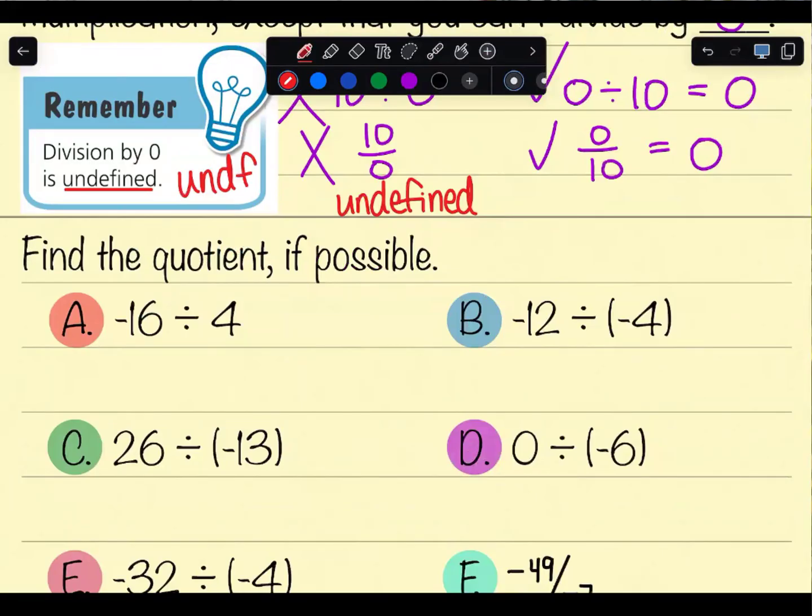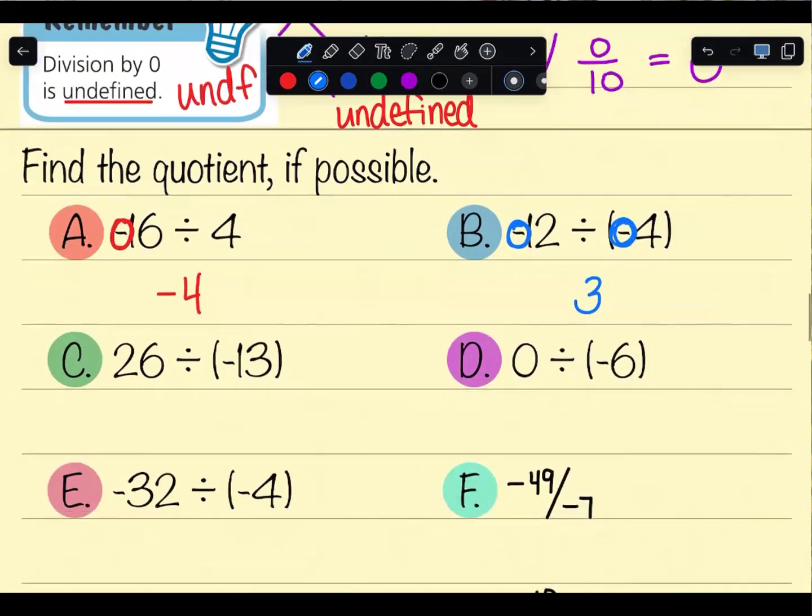Example A, 16 divided by 4 is 4, but there's 1 negative. So since 1 is odd, my answer would be negative 4. 12 divided by 4 is 3, and there are 2 negatives. Those 2 negatives are going to partner up and make a positive, so positive 3. 26 divided by 13 is 2, and there's 1 negative, so negative 2.